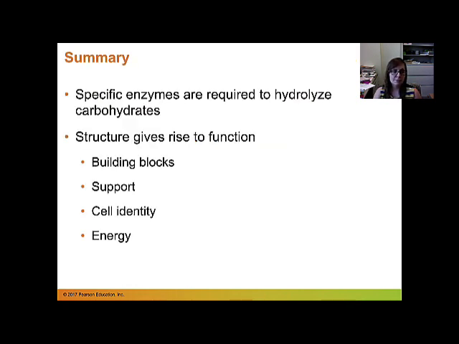So to summarize, specific enzymes are required to hydrolyze those carbohydrates. And structure, as we talked about for all those polysaccharides, gives rise to function. So building blocks, support, cell identity, and energy.